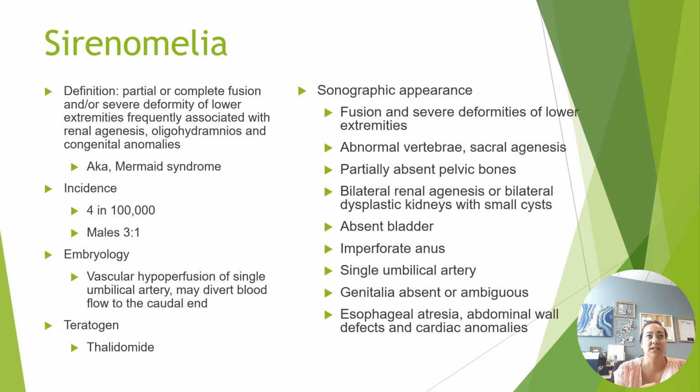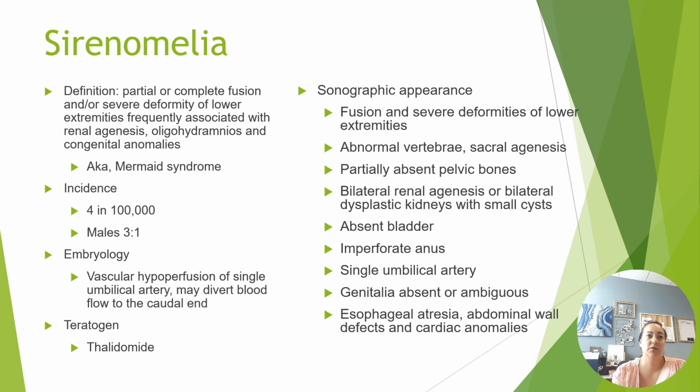All right, sirenomelia, we mentioned this in a previous section in CNS abnormalities. But this is partial or complete fusion of the lower extremities. And the reason this comes in this area is because it is associated with renal agenesis and oligohydramnios, also known as mermaid syndrome. Super rare, more common in males though if it does occur. And what happens is vascular interruption occurred and caused blood to divert away from the caudal development of the embryo, which resulted in absent or abnormal development of those structures.